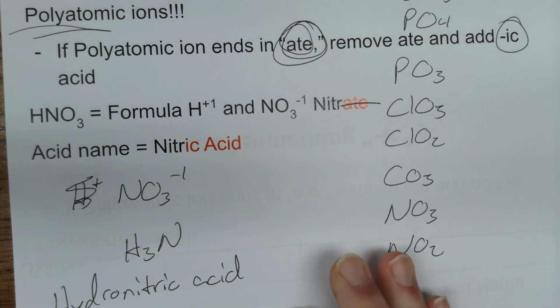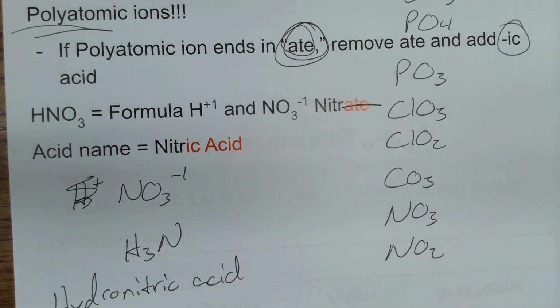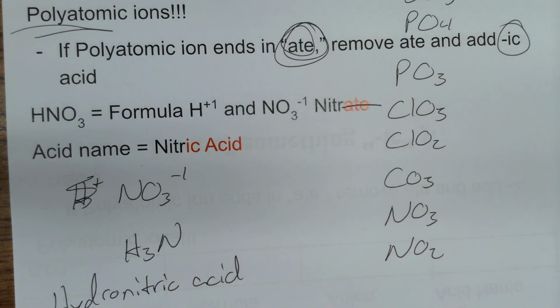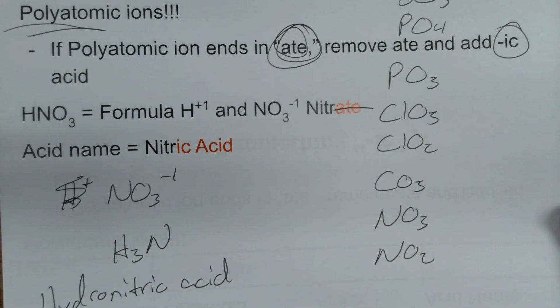Much like our ionic compounds, where the name was just the metal and the polyatomic ion, I'm only going to write the polyatomic ion's name for the acid. I'm going to cut off a portion of it, either the ate or the ite. And when it's ate, I will add an ic acid. Let's do a couple together real quick.